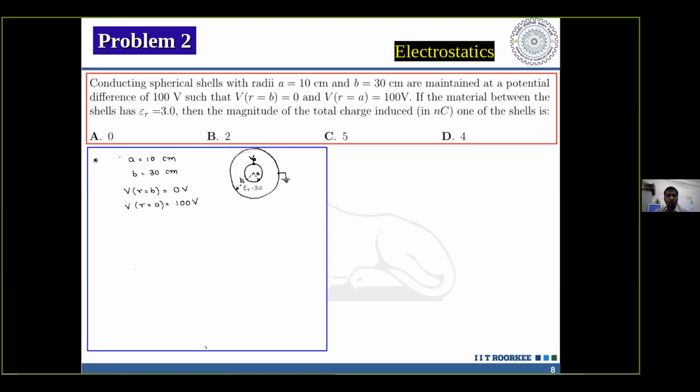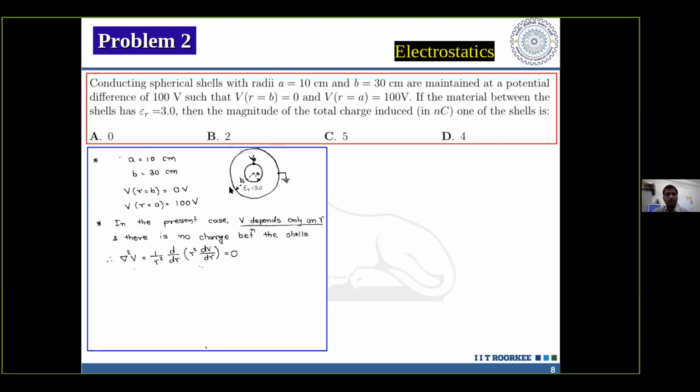As I said, I always prefer drawing a diagram that gives a proper idea about what we are dealing with. These are the things which are given, everything from the problem. Now, because I have a potential which depends only on R and spherical symmetry is noted, I will use the Laplacian of V in spherical polar coordinate system, but only that part which depends on R. So again, you do not have to write the whole Laplacian. This can be very easily solved, and you get this.